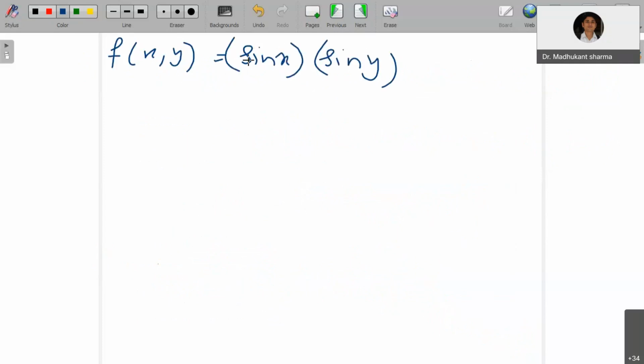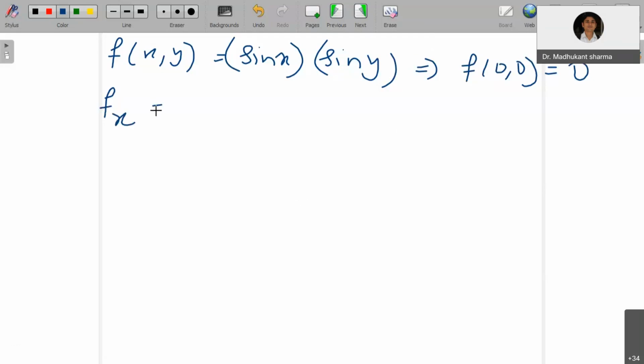And it is easy to verify that you can differentiate as many times as you wish. All first order, second order, third order, and so on. All possible derivatives are possible here. It's a product of two differentiable functions, so it is an infinitely differentiable function. So now this implies f at (0, 0) is 0 because sin 0 is 0.